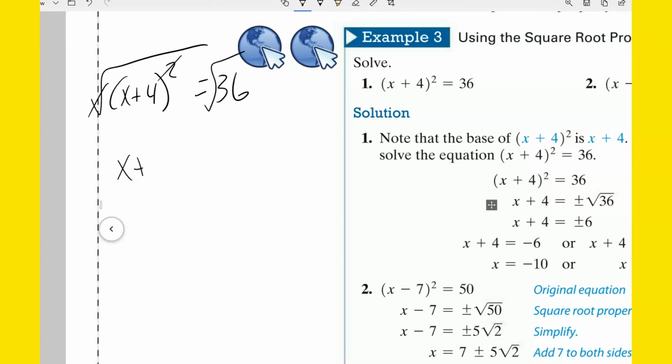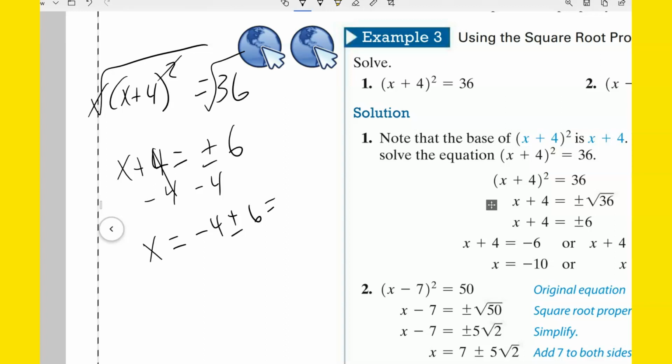So I've got x plus 4 equals plus or minus, what's the square root of 36? It's 6. Now I will subtract 4 from both sides. So that x now equals negative 4 plus or minus 6. Well, that turns into two different answers.